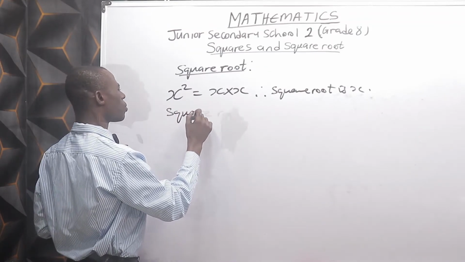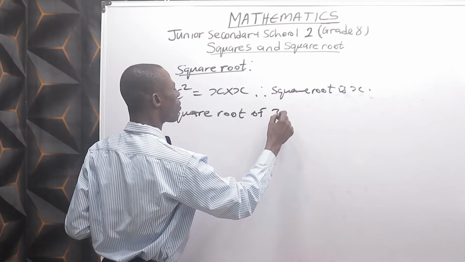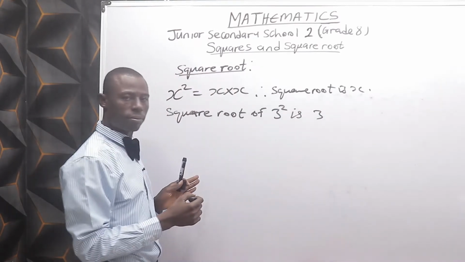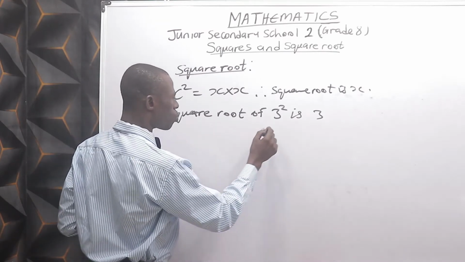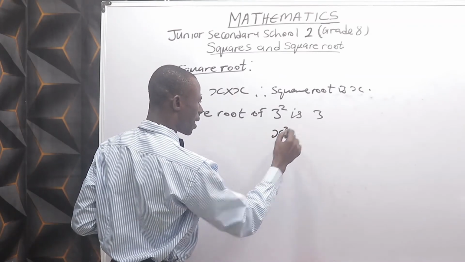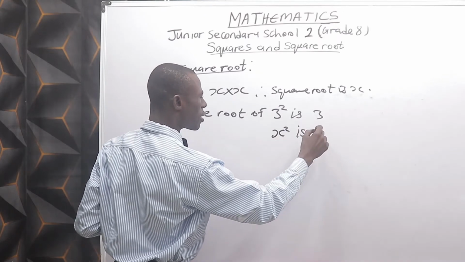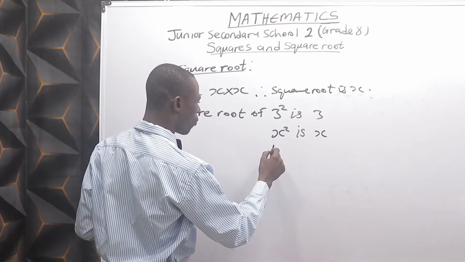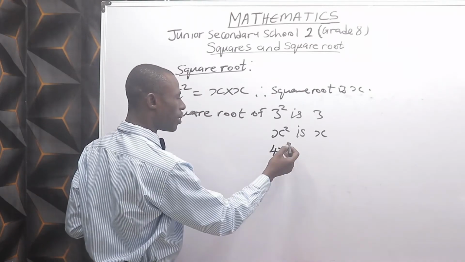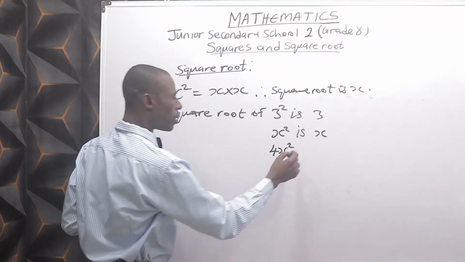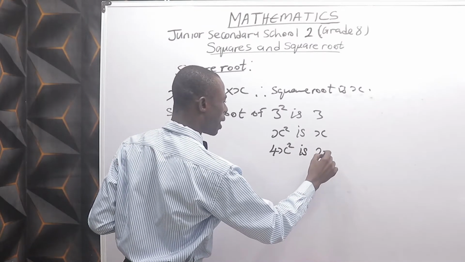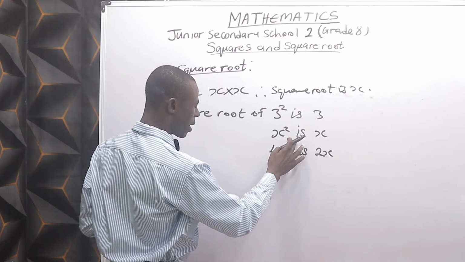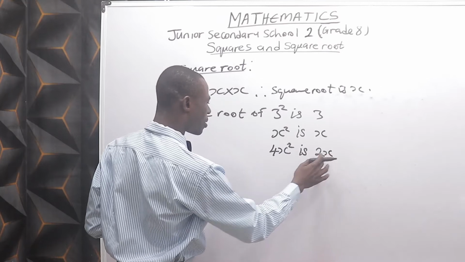Square root of 3 squared is 3. Square root of x squared is x. Square root of 4x squared then is 2x. How? Square root of 4x squared is 2x.